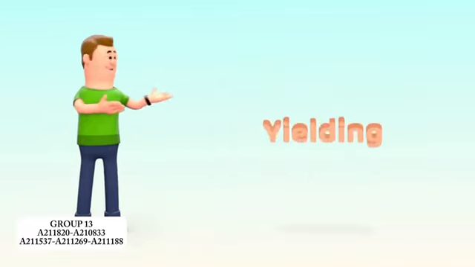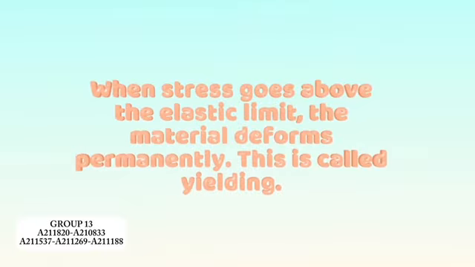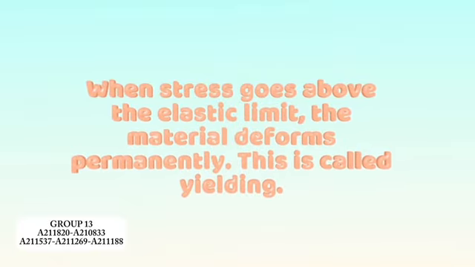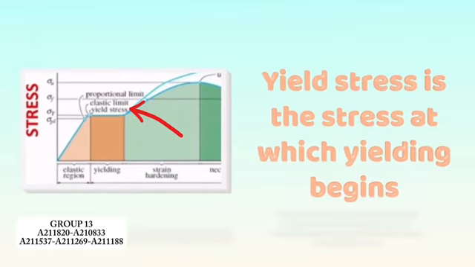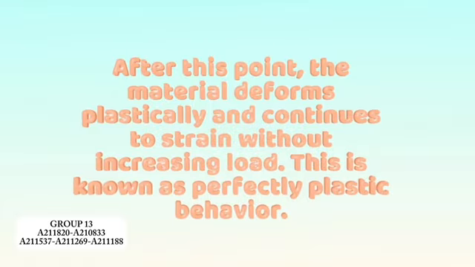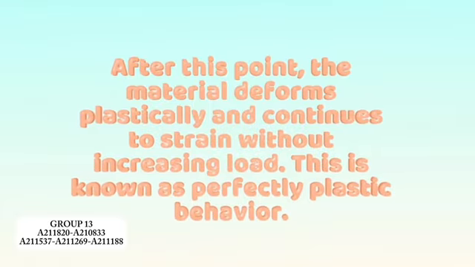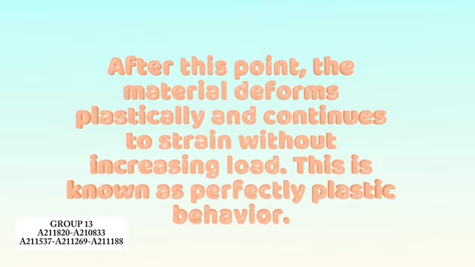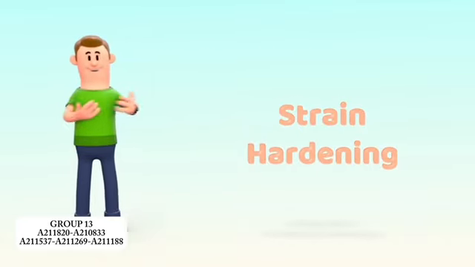For the yielding part, when stress goes above the elastic limit, the material deforms permanently. This is called yielding. Yield stress is the stress at which yielding begins. After this point, the material deforms plastically and continues to strain without increasing load. This is known as perfectly plastic behavior. Now we move on to the strain hardening region.